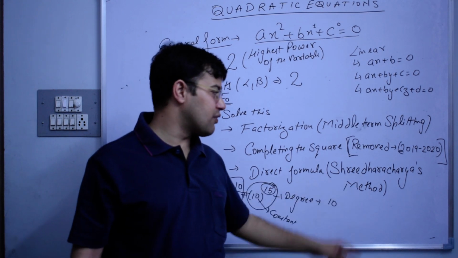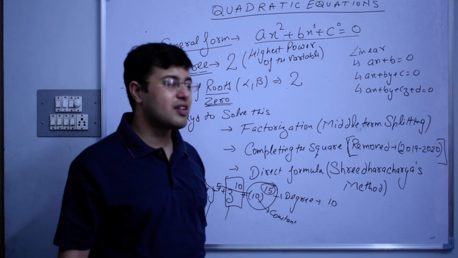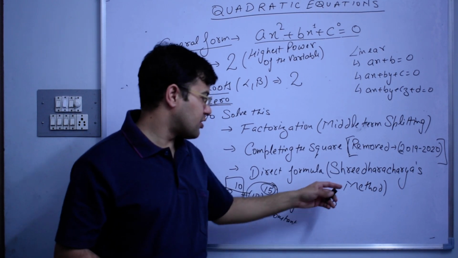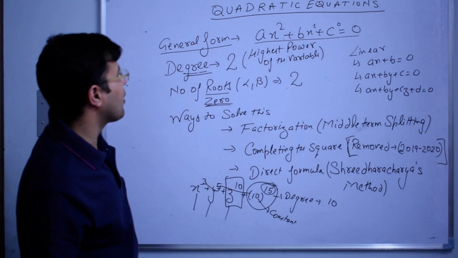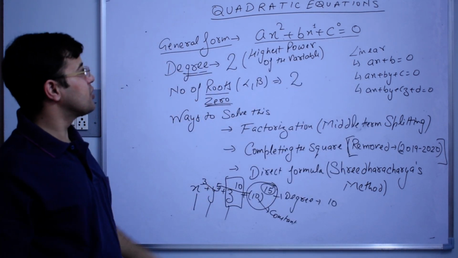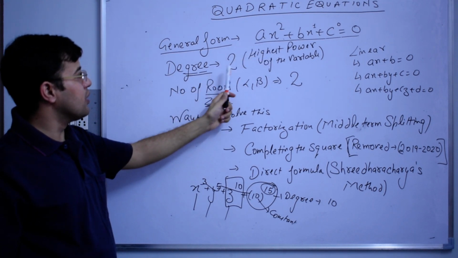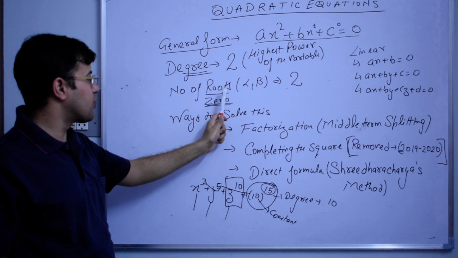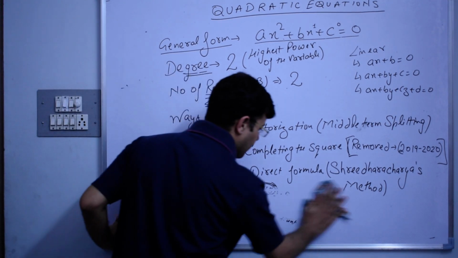Mostly students, when they see it for the very first time in the examination hall, don't know what method it is. It is basically the direct formula you use, just an alternate name for that. Right. So we'll proceed one by one. A quadratic equation has a general form of ax square plus bx plus c, degree being 2, that is the highest power, and the number of roots will be 2, alpha and beta, and we will solve it accordingly.